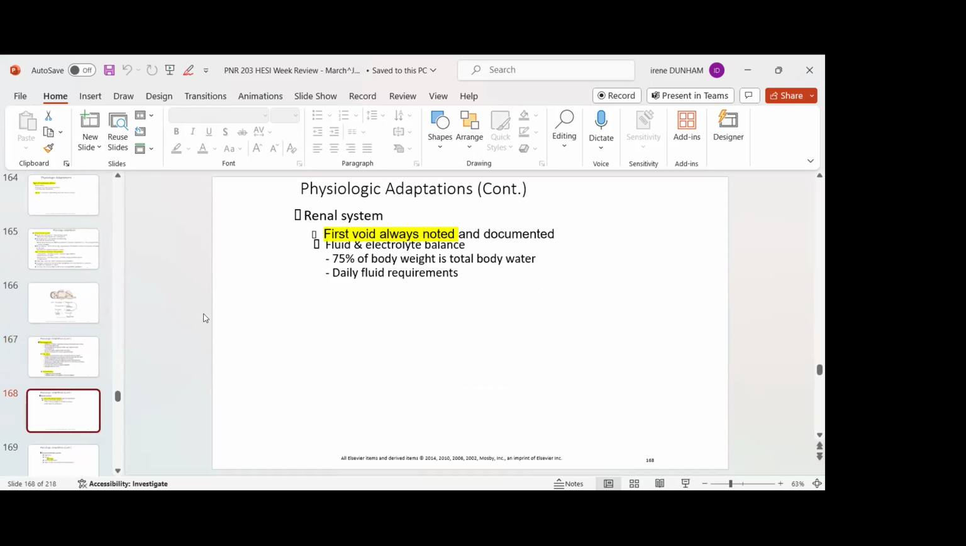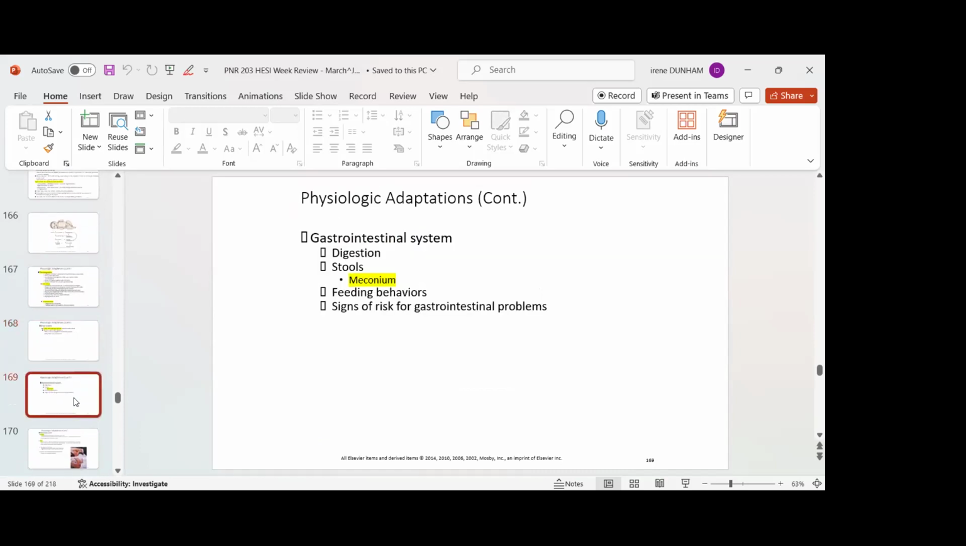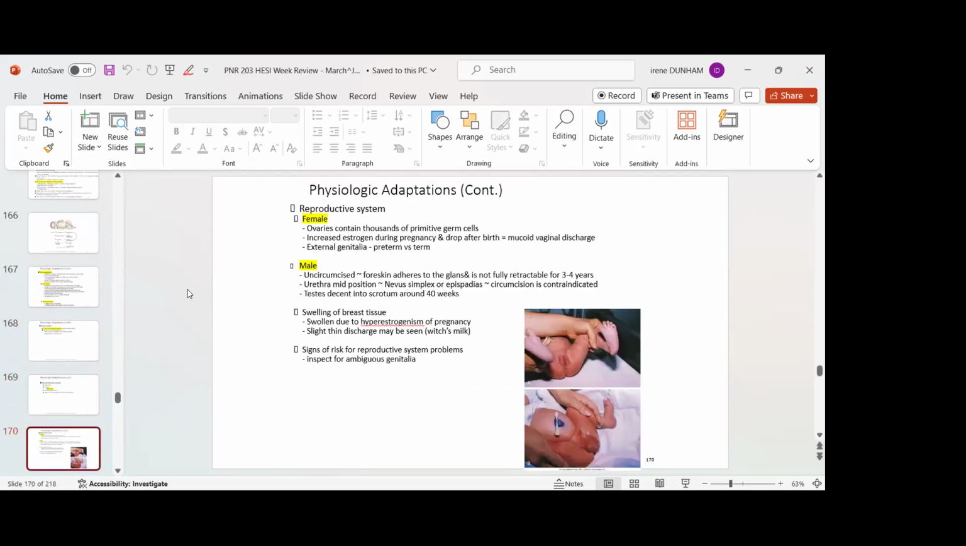The first void should always be noted because it's so important to make sure the baby pees and the baby poops. Again, the first bowel movement is called meconium. And then as the baby feeds, the stools will change, and yellow stools are very common for breastfeeding.